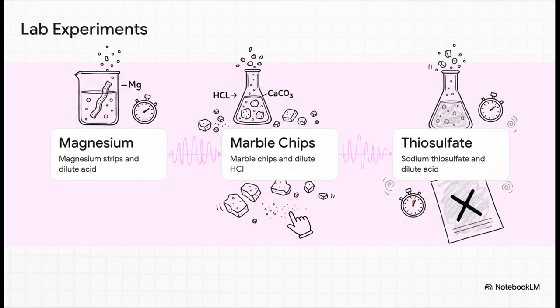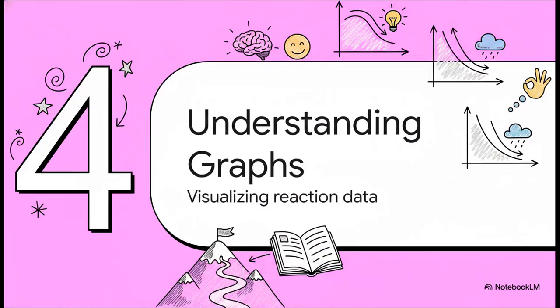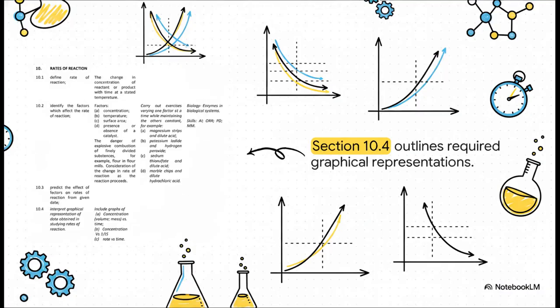This reaction creates a cloudy solid, and you literally time how long it takes for a cross drawn on a piece of paper beneath the flask to completely disappear. All right, Section 4, understanding the graphs, visualizing reaction data. Now, I know this is where a lot of students start to panic, but trust me, you won't.